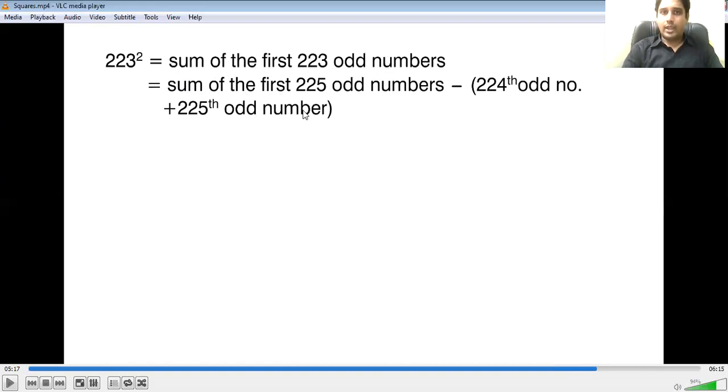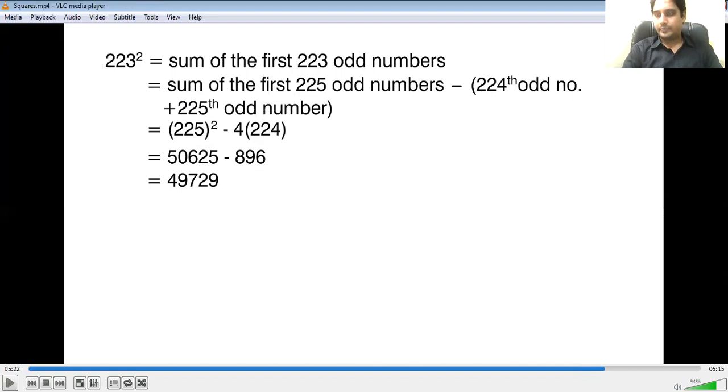Now here, finding the square of any number ending with 5 is very easy, which we have already discussed. So 225 square minus 4 times 224. 225 square is 5 square, 25, and 22 into 23 will be 506. Hence 50625 is the square of 225. 4 times 224 is 896. Hence our result would be 49729. So the square of 223 is 49,729.